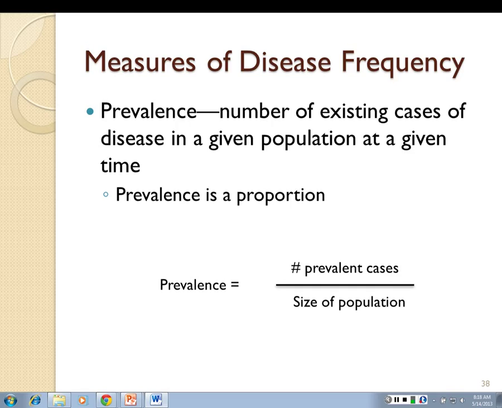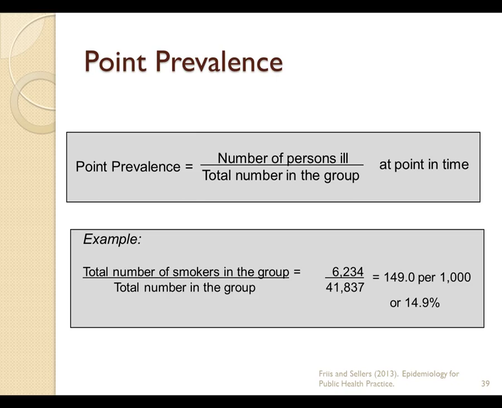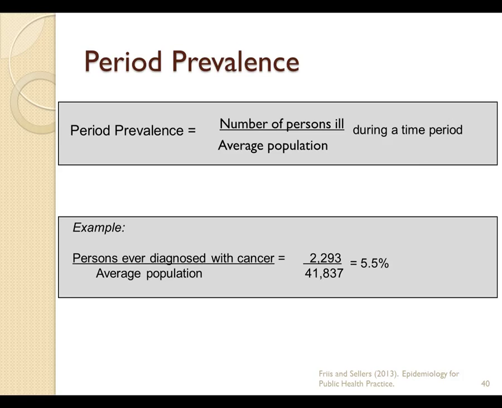So what is the difference between incidence and prevalence? Incidence refers to the number of new cases of disease that develop in a population at risk during a defined period, while prevalence refers to the number of existing cases of disease in a population at a given time. So point prevalence refers to the proportion of people ill out of the population at one single point in time. Period prevalence refers to the proportion of people ill out of the average population for a given period of time. So that might refer to a week, a month, or a year.